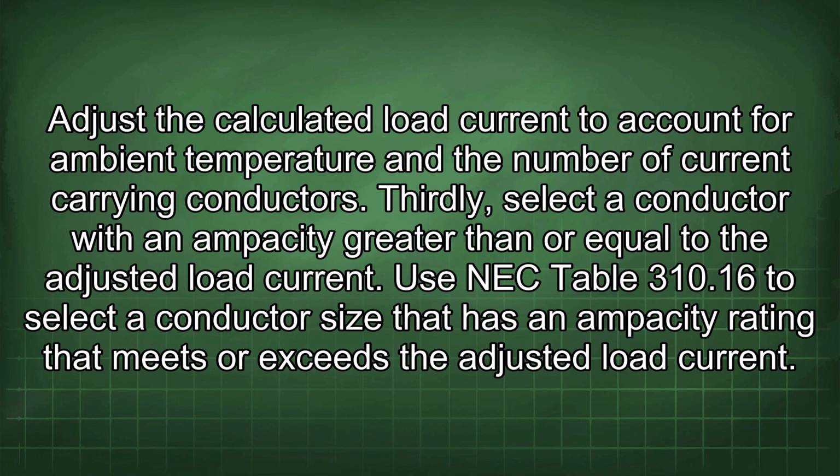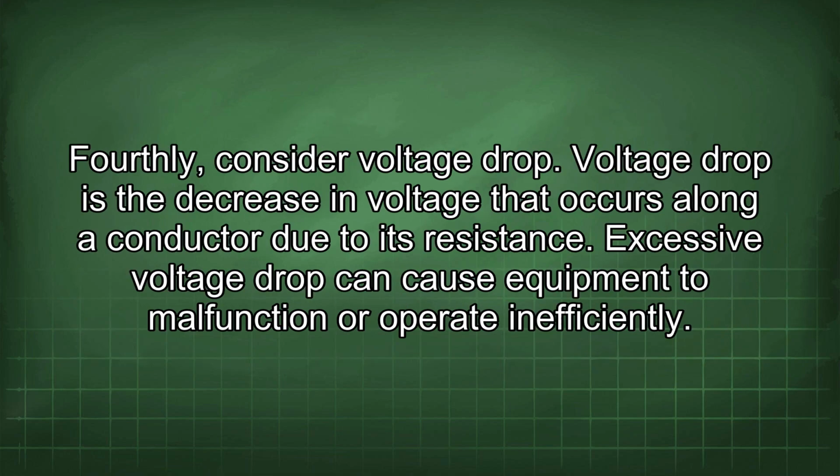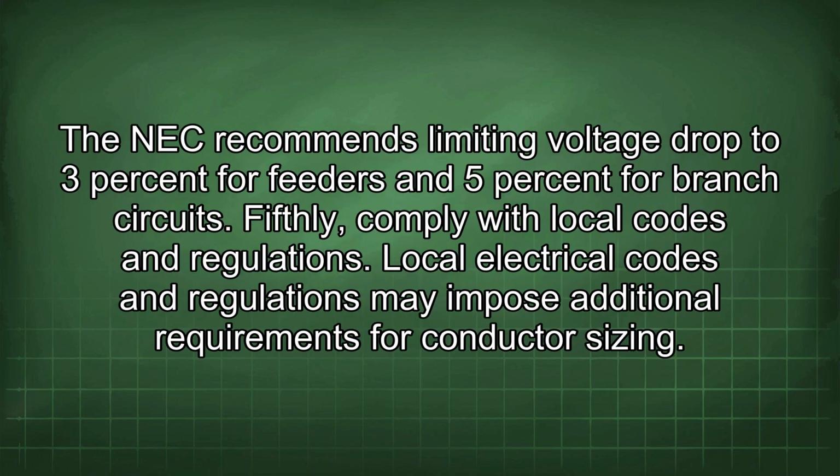Use NEC Table 310.16 to select a conductor size that has an ampacity rating that meets or exceeds the adjusted load current. Fourthly, consider voltage drop. Voltage drop is the decrease in voltage that occurs along a conductor due to its resistance. Excessive voltage drop can cause equipment to malfunction or operate inefficiently. The NEC recommends limiting voltage drop to 3% for feeders and 5% for branch circuits.